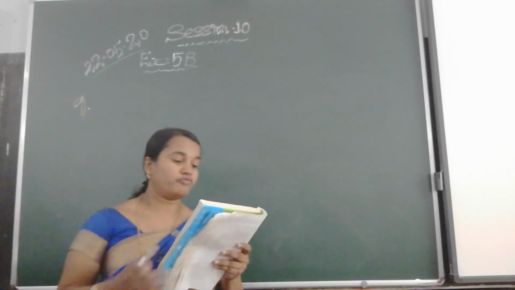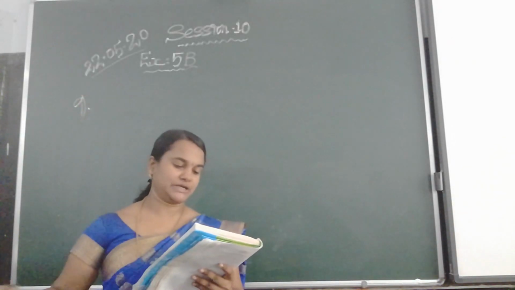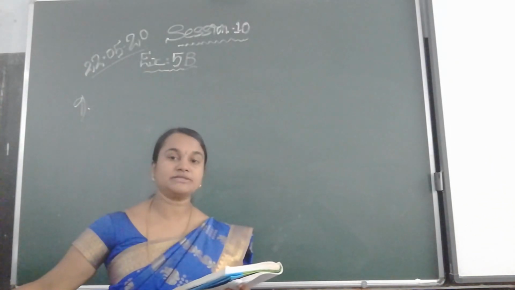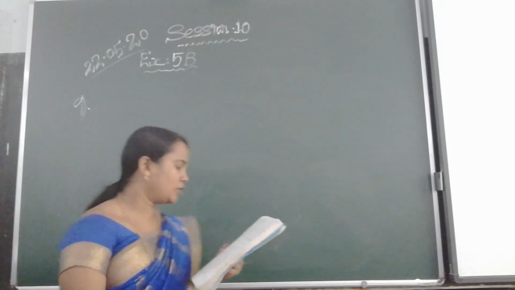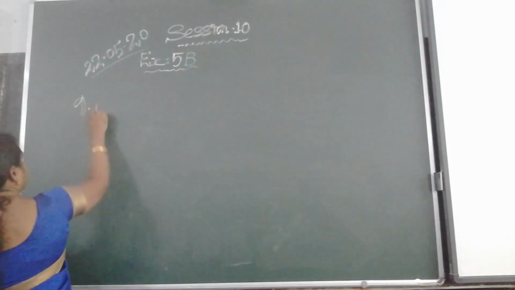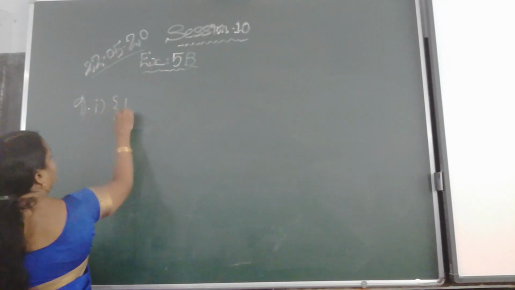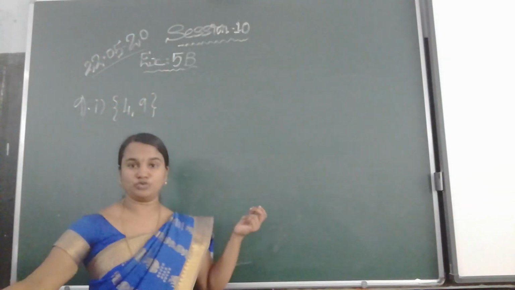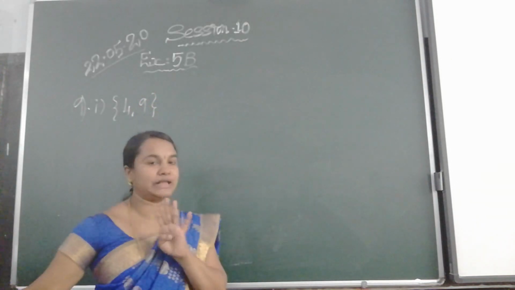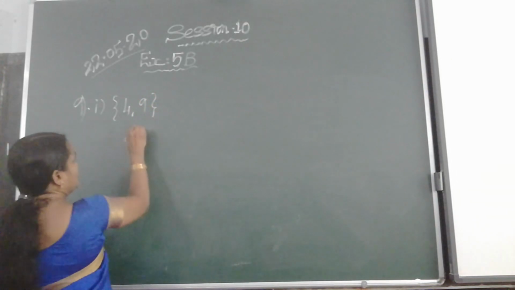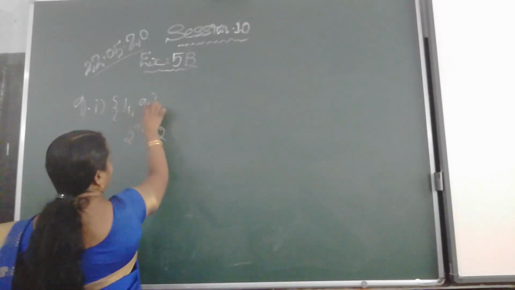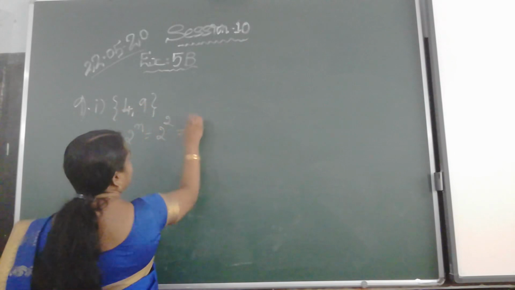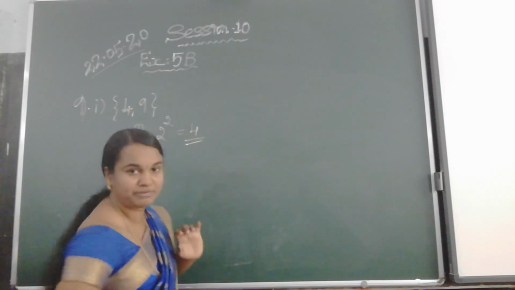Question nine: find all possible subsets of each of the following sets. All possible, that means we have to write all the subsets. The first question is given {4, 9}. Children, only 2 elements, so the power is 2. 2 to the power 2 is 4. Total 4 subsets we have to get.